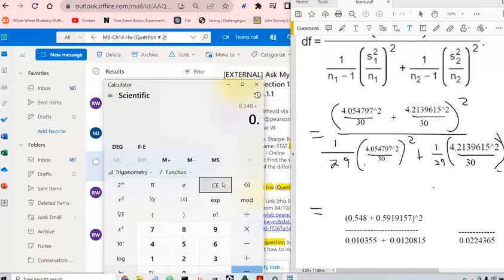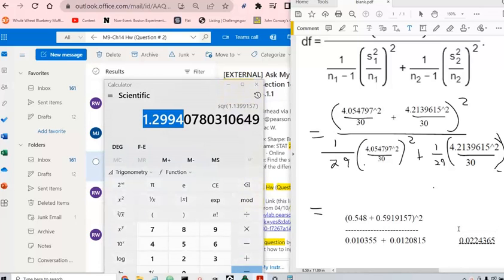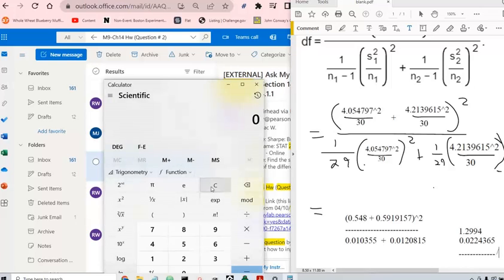0.548 plus 0.5919157. Got to square that. That's what I got for the numerator. Oh, I see. Okay, that needs to, that's okay. So it's that 1.299 divided by the denominator. Oh, did I square? I don't think I squared it. Let me just double check. 0.548 plus 0.59191. So many opportunities to miss something here, huh? Okay, so I got that right.